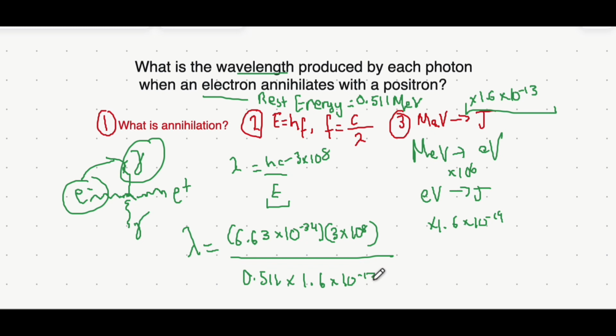You can put all of that into a calculator. If you'd like to break it down into more steps, you can, but you won't get more marks for doing that. And your final answer is 2.43 multiplied by 10 to the power of minus 12 meters. It's meters because wavelength is a distance, so it's measured in meters.